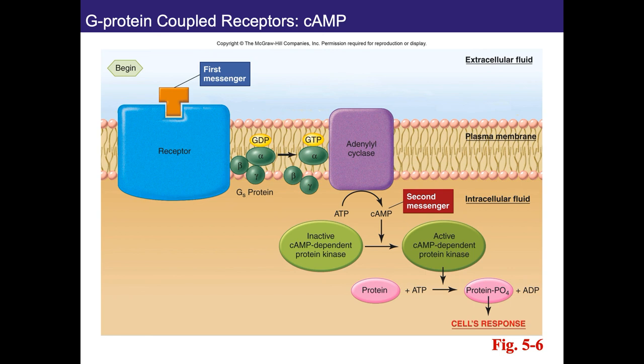DAG and IP3. DAG is actually a membrane bound, it's called diacylglycerol. And I'm going to put DAG right here. DAG actually goes on to activate PKC. That's another protein kinase that's activated. IP3 is an enzyme that has receptors.